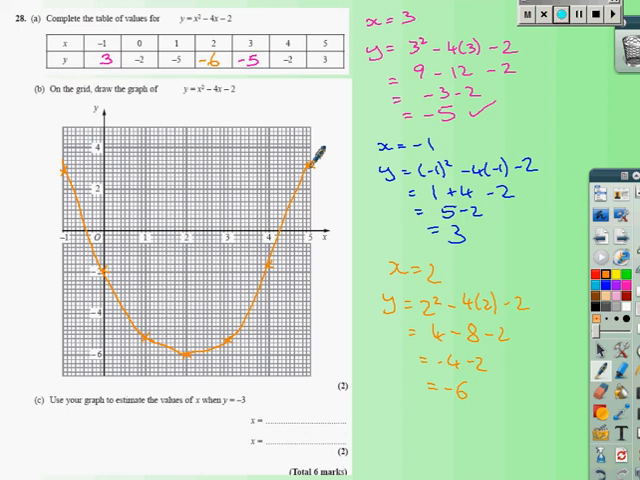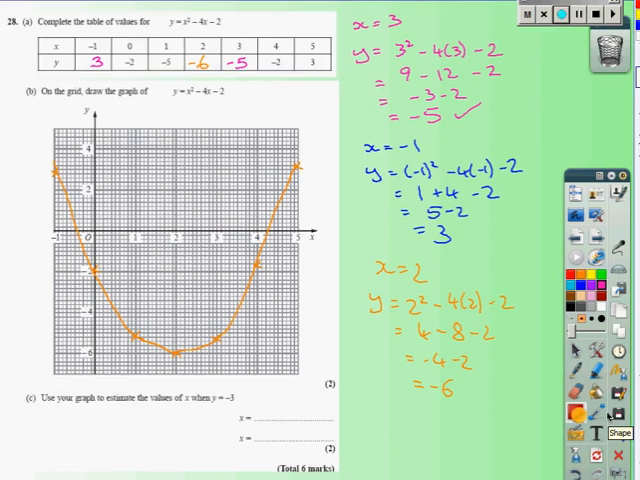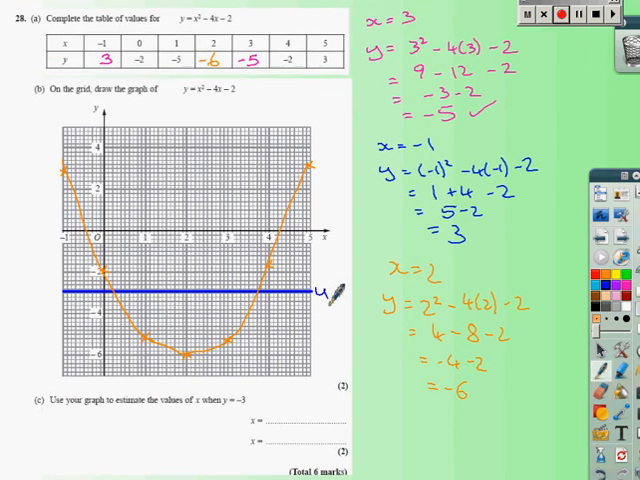Now the final part asks us to use your graph to find the estimate of the values of x when y is equal to minus 3. Now think about the line y equals minus 3. That is a horizontal line that crosses the y-axis at minus 3. So it is this line here. That's the line y equals minus 3. So what values of x are equal to this at minus 3?